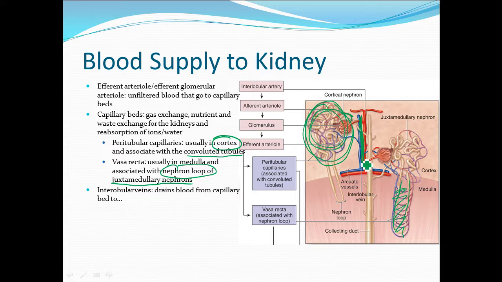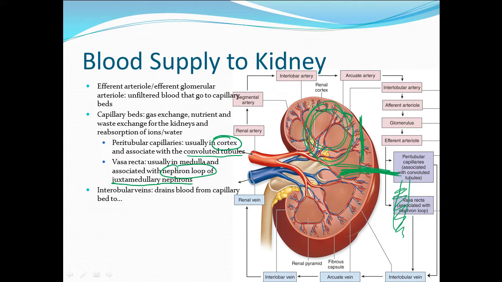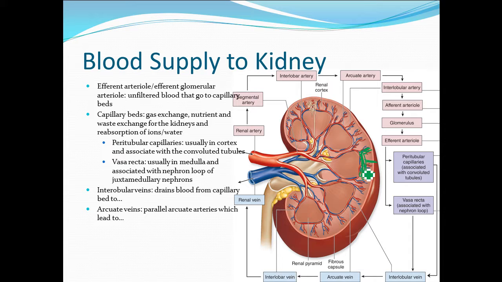So we have the interlobular veins. The interlobular veins will go into, what do you think this vein is going to be called? The arcuate vein. So the arcuate veins, right? Interlobular veins into arcuate veins. Okay. And from the arcuate veins, what do you think that these veins are going to be called? The interlobar veins. Very good.